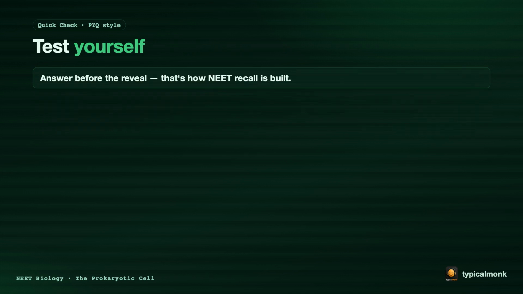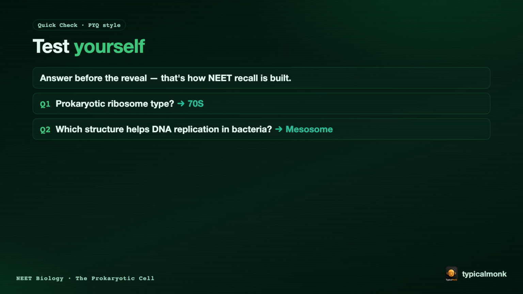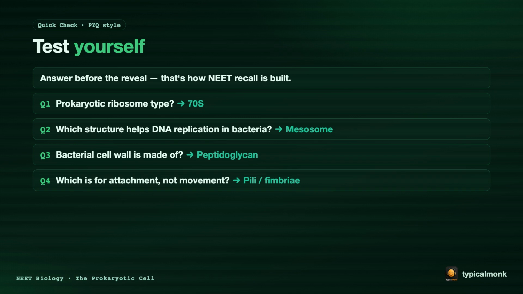Now, test yourself. Think of each answer before it appears. Answer first. That is how you build strong NEET recall. Question 1. What type is the prokaryotic ribosome? Answer: 70S. Question 2. What helps the DNA replication in bacteria? The mesosome. Question 3. What is the bacterial cell wall made of? Peptidoglycan. Question 4. What is for attachment, not movement? Pili and fimbriae. Question 5. The small extra ring of DNA in bacteria?